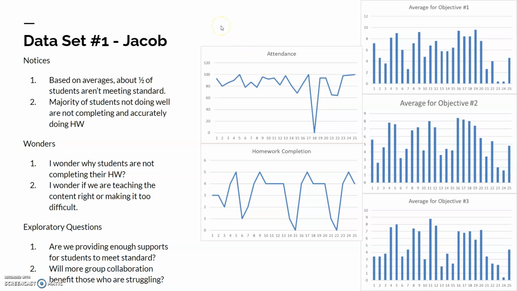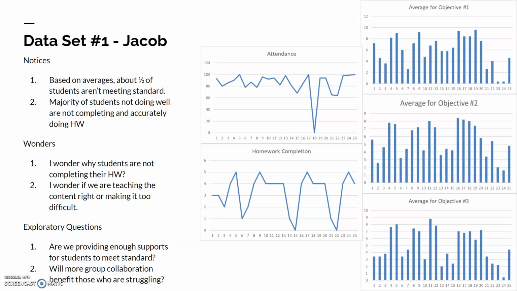Going into data set number 1, my data first. I have charts for all the data. I averaged the data for the objectives so that it looked cleaner and a little bit easier to read. So what my notice is, based on averages, about half of the students aren't meeting standard, and the majority of students are not doing well or not completing and accurately doing homework.